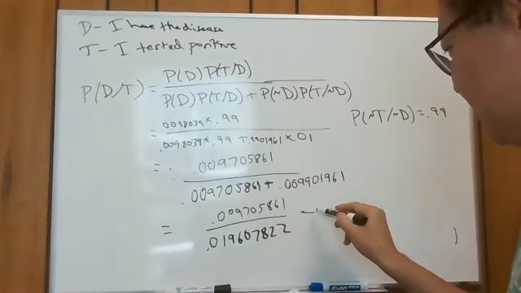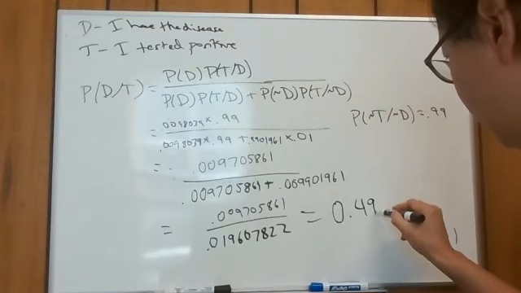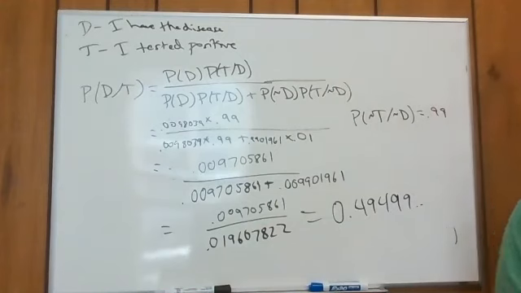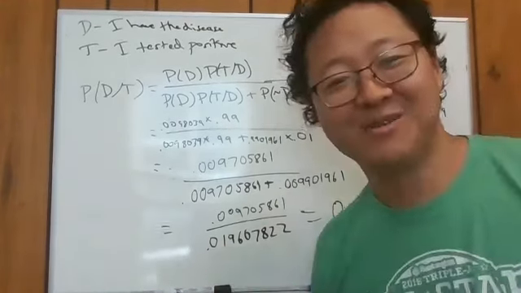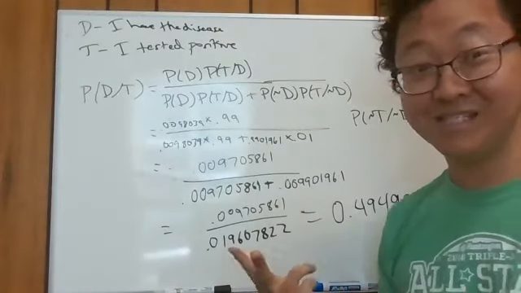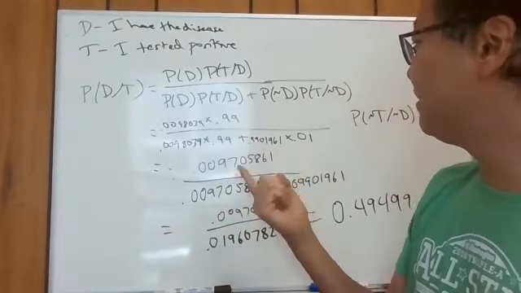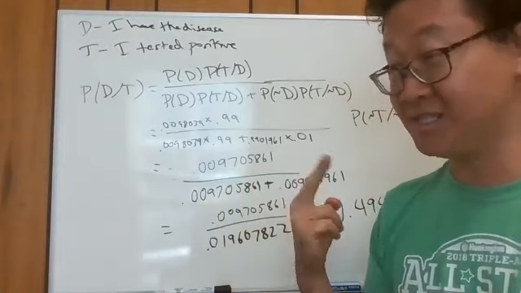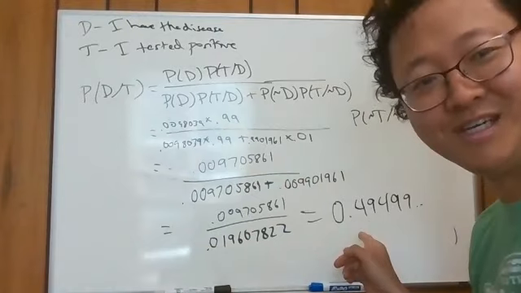And then what's this? This is going to equal 0.49499. Okay, so that was a lot of work, but basically at the end of it all, if you take the test a first time, you only have about a 1% chance of having it. Okay, if you take the test a second time and you test positive, then you've got about a 50% chance.